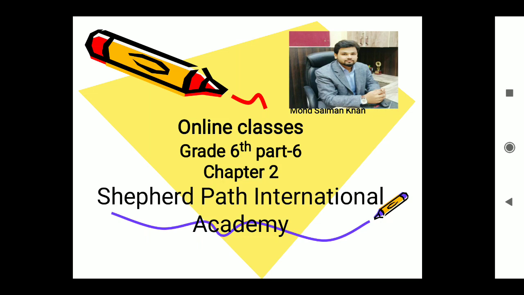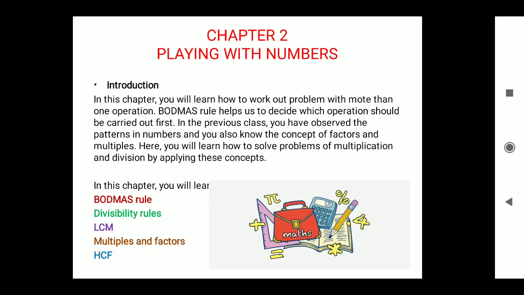BODMAS. So if I ask you what is the BODMAS rule? The BODMAS rule decides the order of operations for addition, subtraction, multiplication, and division. B, bracket: do all operations contained in the bracket first. O, order, that means power and square root. D for division, M for multiplication, A for addition, and S for subtraction.